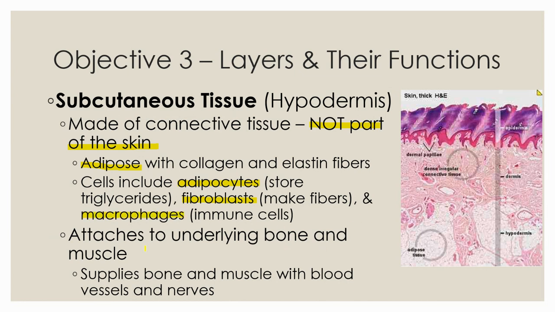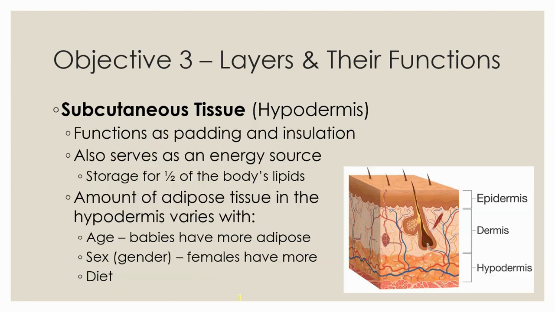This subcutaneous tissue also supplies the deeper tissues like bone and muscle with some blood and nerves. It functions as padding and insulation. We need that fat to help keep us warm. We also need it to serve as a shock absorber. Because it's fat, it can be an energy source. It can store a lot of your body's lipids, which we can break down for energy when we need to.